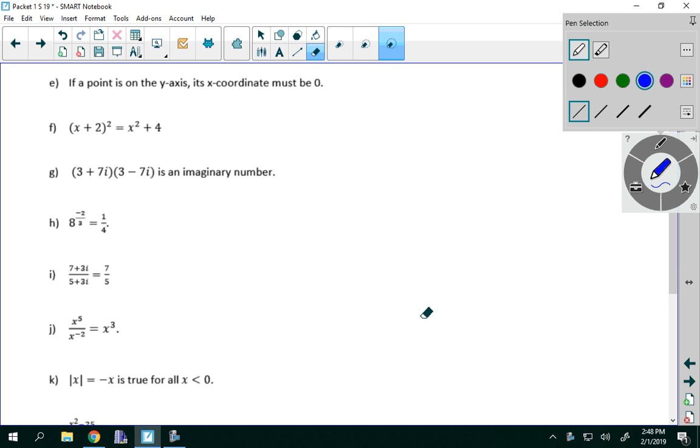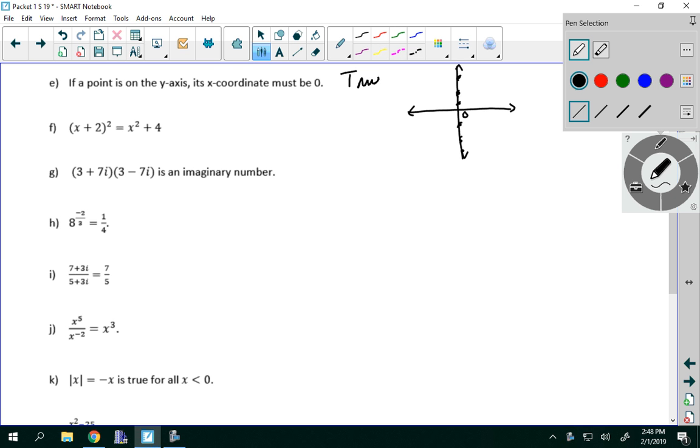So E says, true or false? If a point is on the y-axis, its x-coordinate must be 0. So again, I always do a quick little picture for myself, and it says if a point is somewhere on this y-axis, the x value must be 0. That is a true statement.